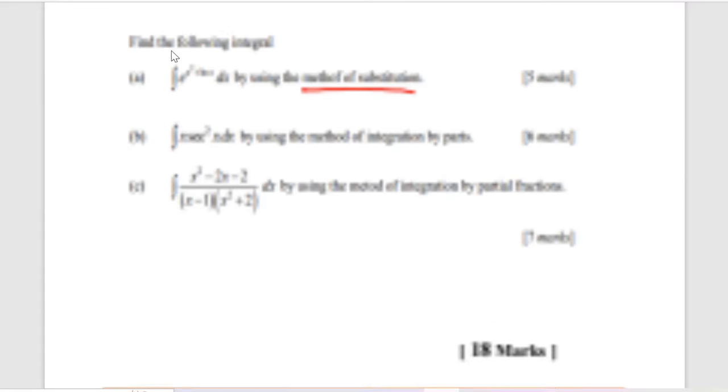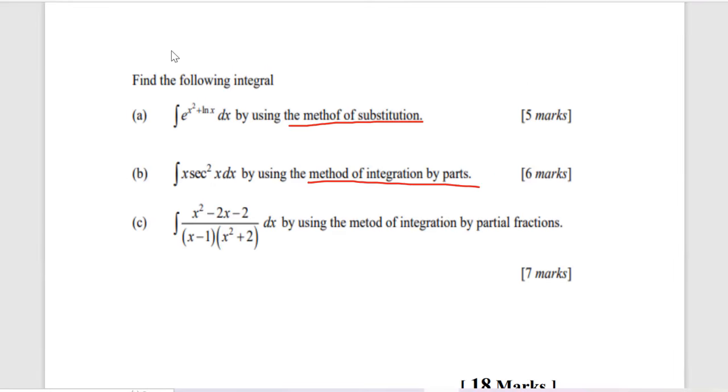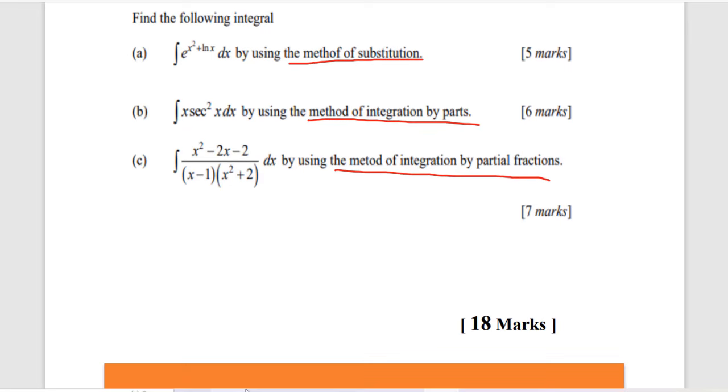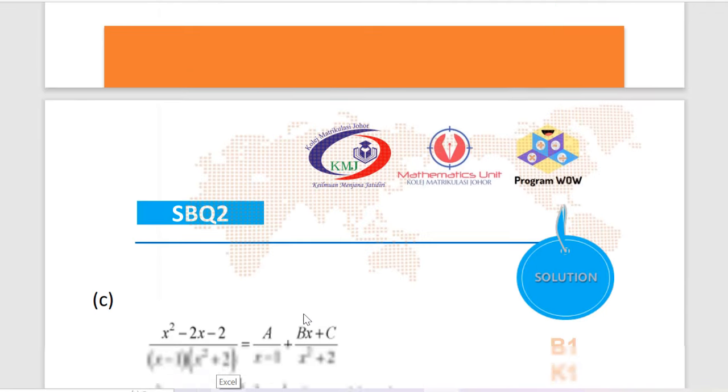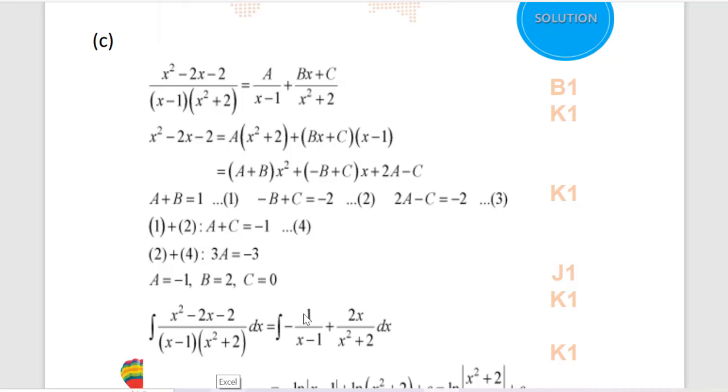And then kita tengok untuk part C. Integrate X square minus 2X minus 2 over X minus 1, X square plus 2 by using the method of integration by partial fraction. So, ini pun sama. Dia dah bagi tahu guna partial fraction. So, kita guna partial fraction untuk part C. So, apa yang awak perlu buat adalah, kita kena make sure dia dalam sum of partial fraction. So, awak boleh pecahkan dia, identify dulu dia punya denominator. Yang ini denominator dia adalah linear, tapi yang ini adalah quadratic yang tak boleh factorize. Quadratic that cannot be factorized.